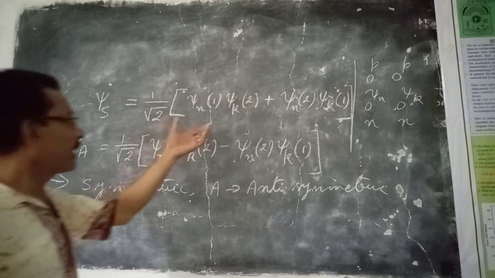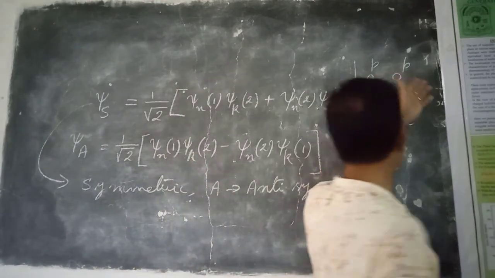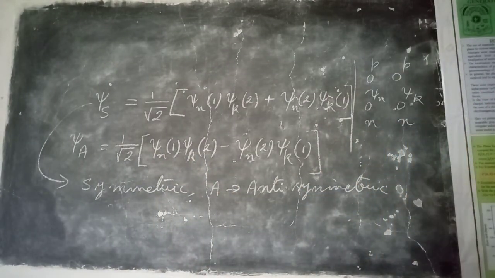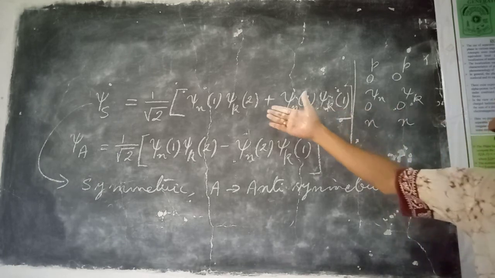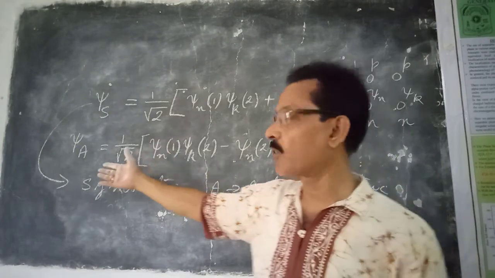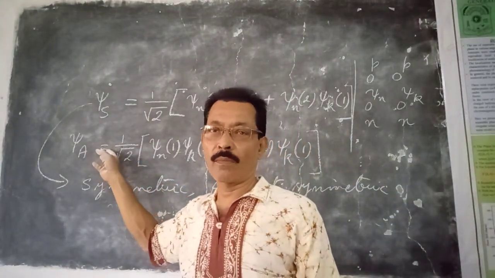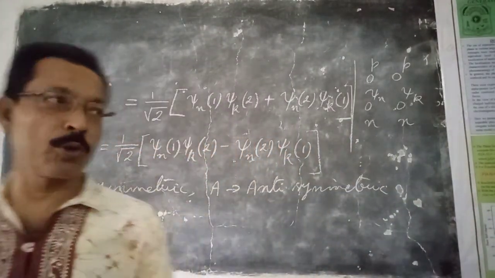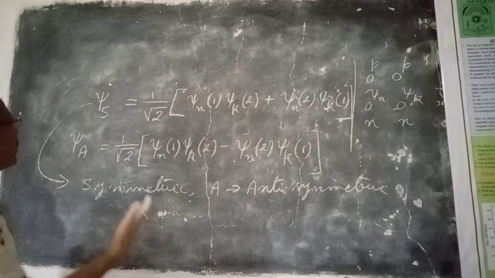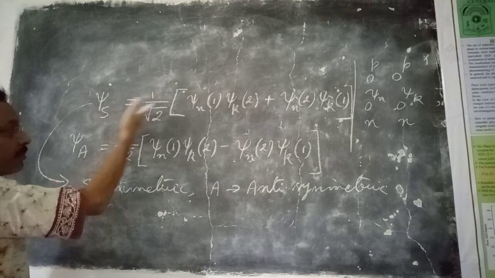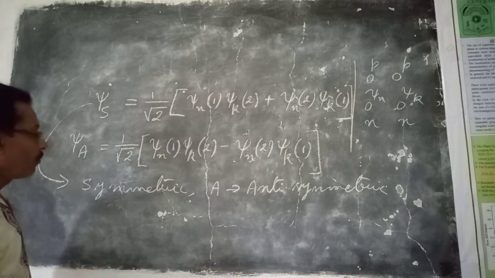Now, if the particles are protons and neutrons, we know these are all spin one-half particles and they are fermions, and their wave function with respect to the interchange of position is always antisymmetric. And if the particles are bosons, that means integral spin particles, then their wave function is always symmetric with respect to the exchange of these particles.